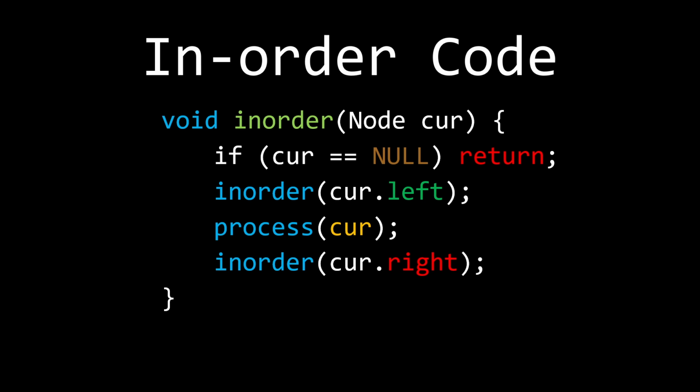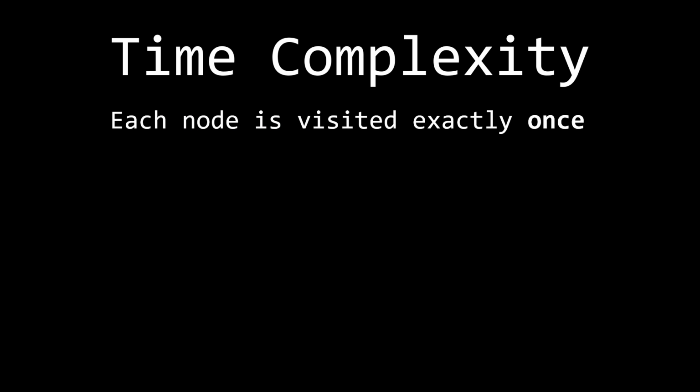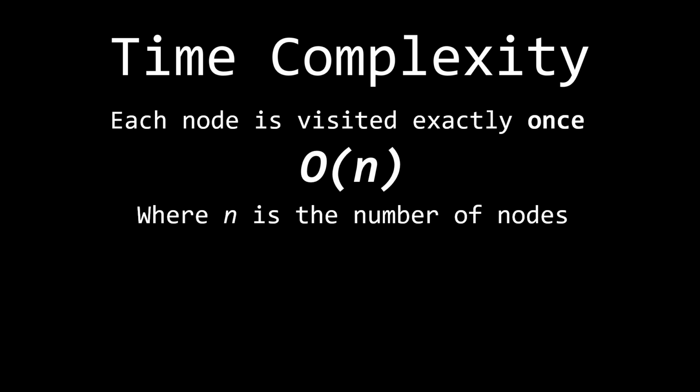Okay, so now let's look at the time complexity. Well, analyzing the time complexity is really simple for this one. Each node is visited exactly once. So what does that mean? Well, that means our time complexity is just going to be O of n, where n is the number of nodes. And that's pretty much it for in-order tree traversal.